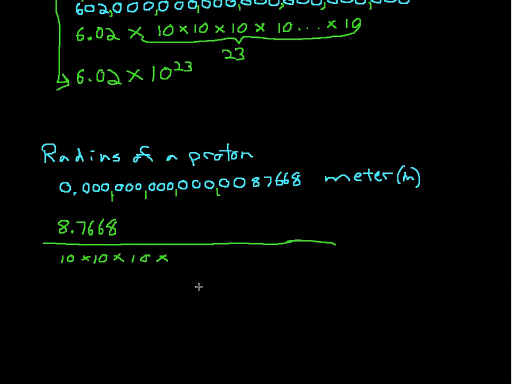So how often would we have to divide by 10? Here's 3, 6, 9, 12, 13, 14, and to put it here, we'd be moving 15 decimal places. So we would be dividing by 10 fifteen times.